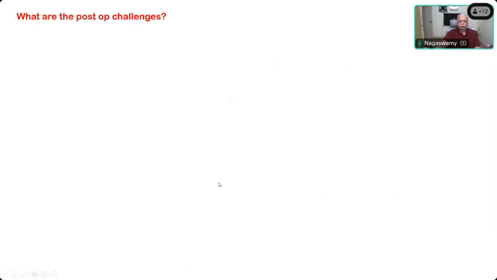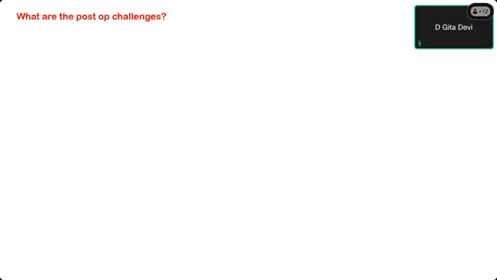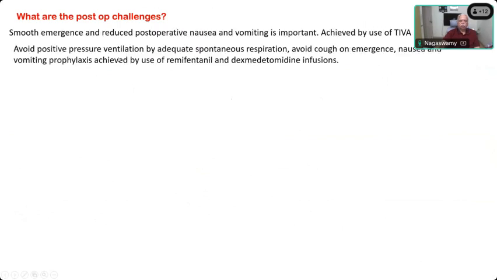What are the post-op challenges in these cases? Hemorrhage, sir. Bleeding. Yes, very good. Bleeding, emergence and CSF leak. Post-operative nausea and vomiting is very important. That can be achieved by use of TIVA rather than inhalation agents. And avoid post-operative ventilation by adequate spontaneous respiration. Don't give positive pressure ventilation during extubation in these cases. That will increase the pressure, and if there is a CSF leak, it will worsen it.